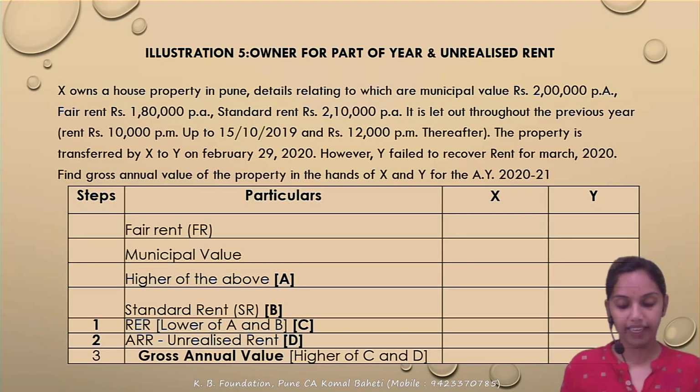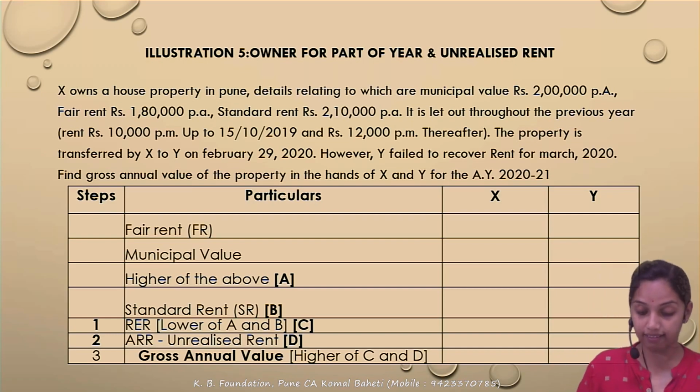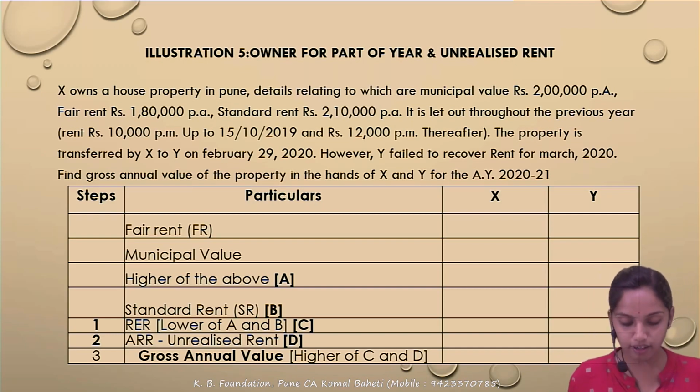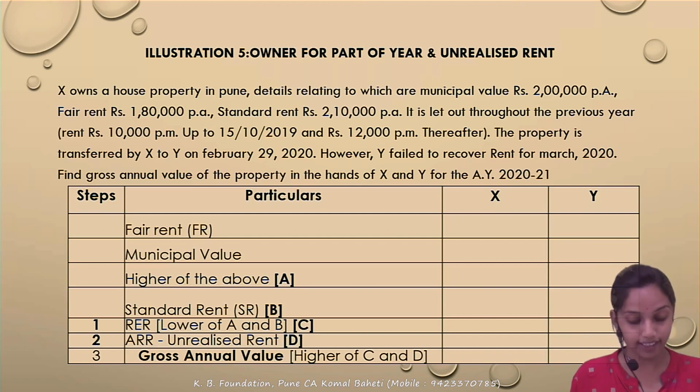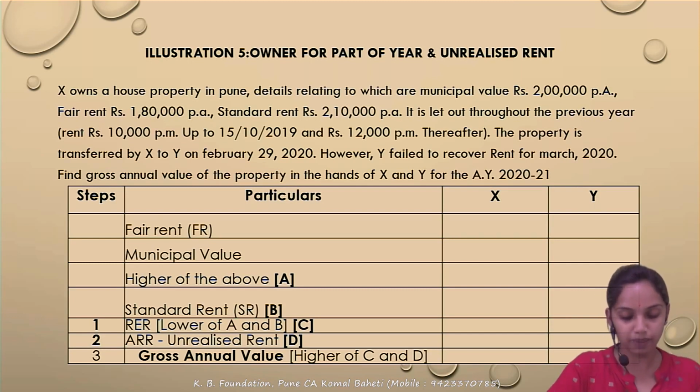X owns a house property in Pune, details relating to which are as follows. The municipal value is 2 lakh per annum. The fair rent is 1,80,000 per annum. The standard rent is rupees 2,10,000 per annum. It is let out throughout the previous year. 10,000 per month rent up to 15th of October. After that, it has been changed to 12,000 per month. That is, in the middle of the period, the rent has been changed.